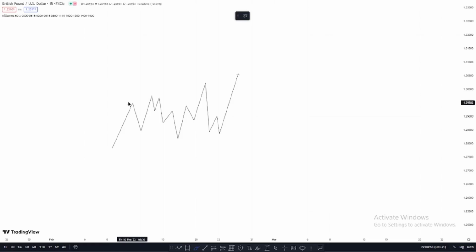Now, for a high to be confirmed as a valid high, it has to take out the first internal structure low. Or in the case of a downtrend, for a low to be regarded as a valid low, it has to take out the first internal structure high. And I'm going to show you in this very episode. So this is not a high, and therefore there is no break of structure here.